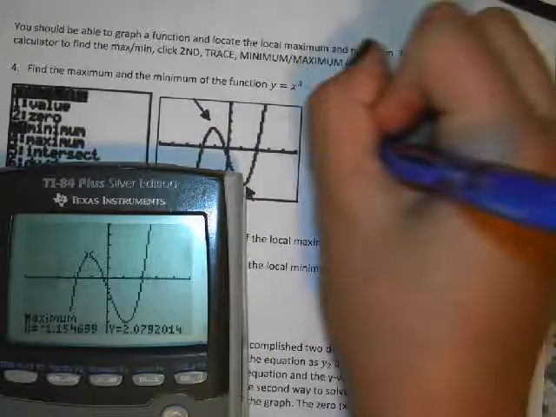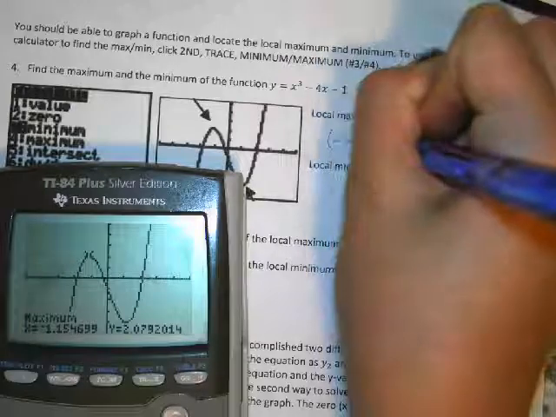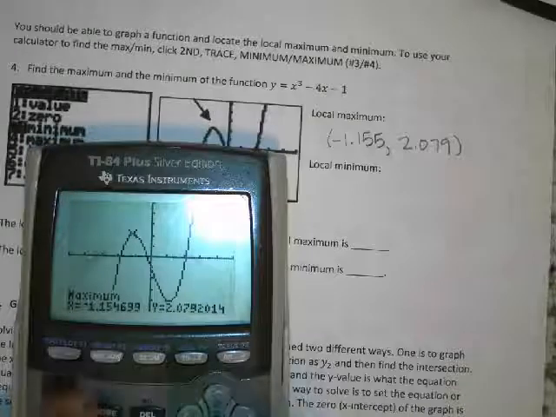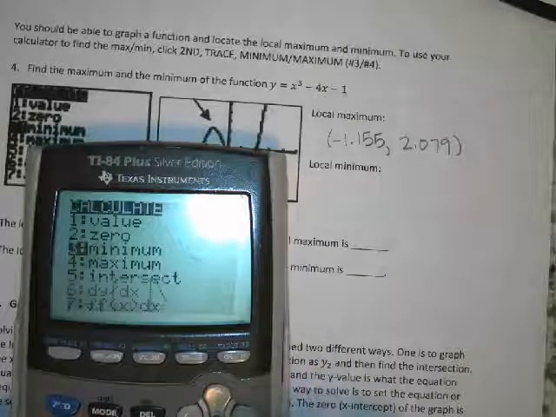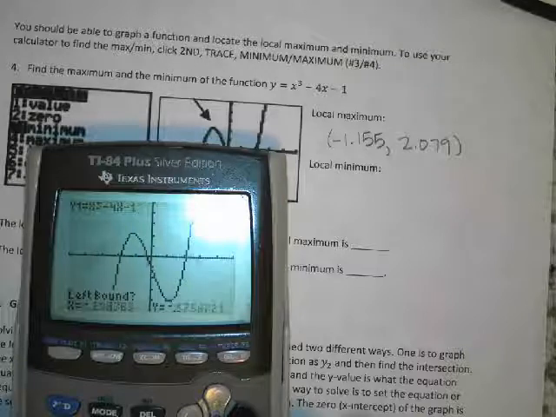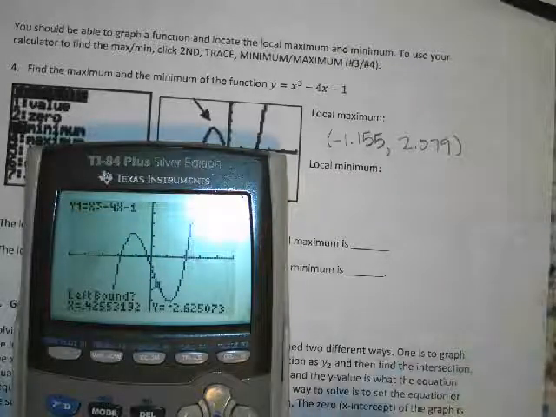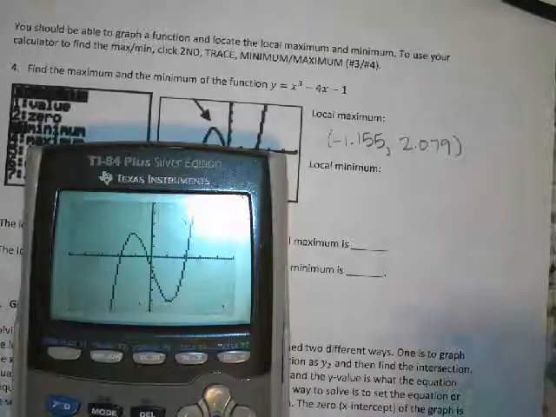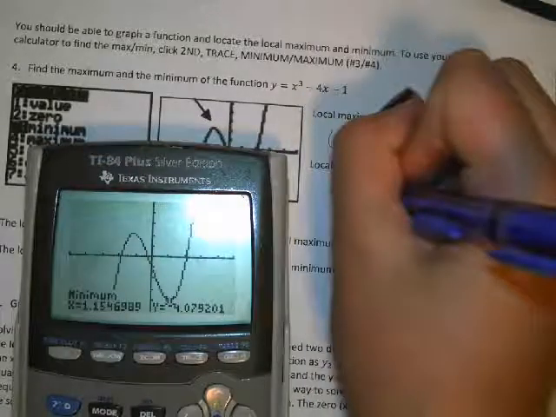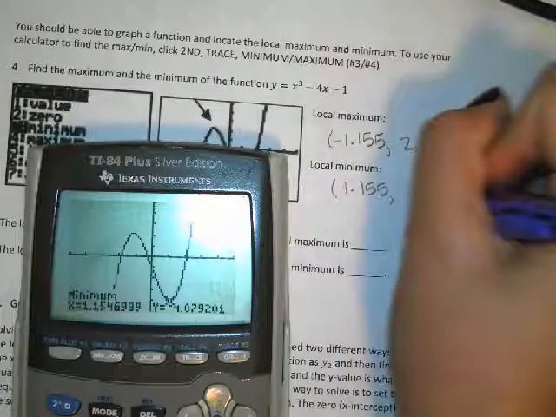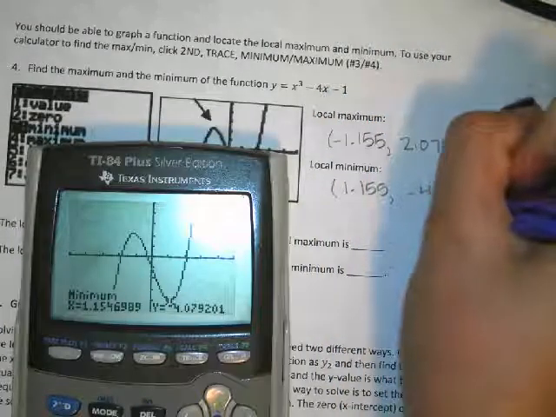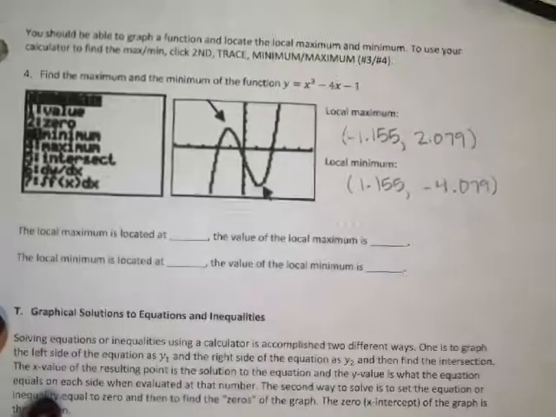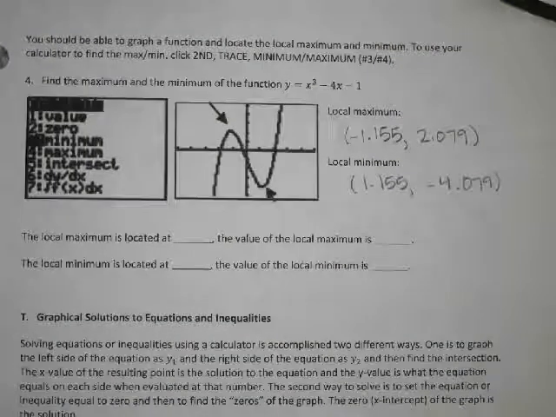-1.155, 2.079. Okay, and now we'll find the minimum. Again, I'm going to be on the left side of the minimum, press enter, move to the right side of the minimum, press enter, 1.155, -4.079.